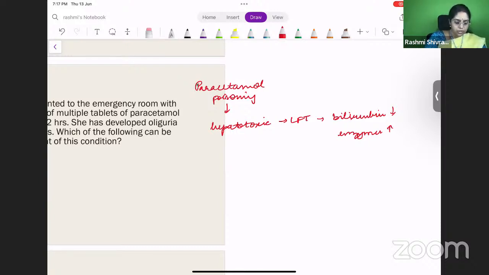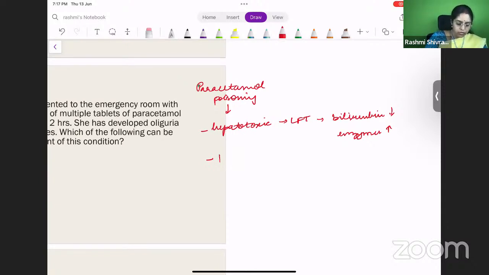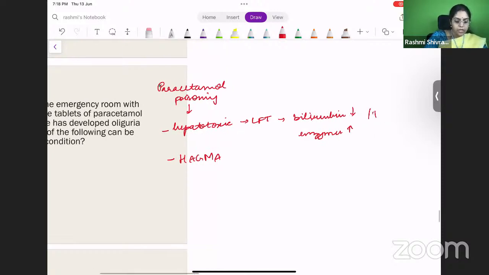Paracetamol is hepatotoxic. The other thing is, you have studied about MUDPILES, right? In that you have paracetamol poisoning. It causes high anion gap metabolic acidosis. Because it's affecting the liver, the PT-INR can also be deranged. PT can also be prolonged, right?